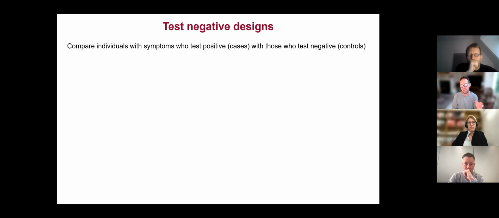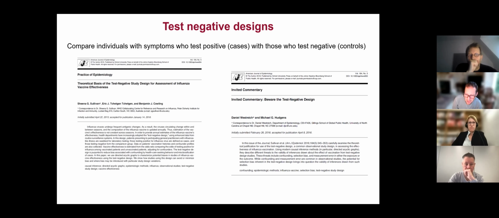Just a word about test negative designs. They're not really the subject of this talk, so this is slightly parenthetical, but a number of authors have used test negative designs comparing individuals with symptoms who tested positive with those who tested negative. That may plausibly reduce confounding, but it may also have other unexpected consequences because you are conditioning on being tested, and you may be conditioning on a common cause of the outcome and the exposure, and that may introduce selection or collider bias. So here are a couple of papers about that.